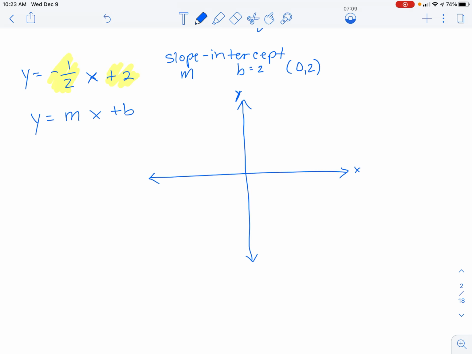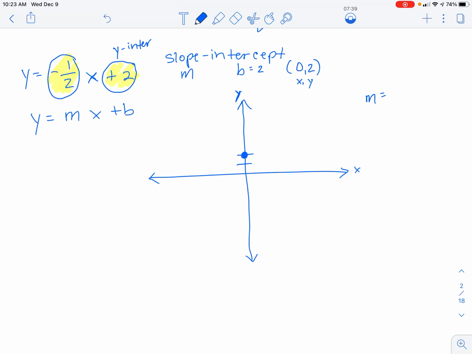Another way to think about the y-intercept is it's the y value of the point. So when you have this number right here as your y-intercept, that's going to be the y value in the set of points. X will always be 0. Okay, so let's graph 0, 2, right here. And from that point, we're going to find the next point using our slope of -1/2.